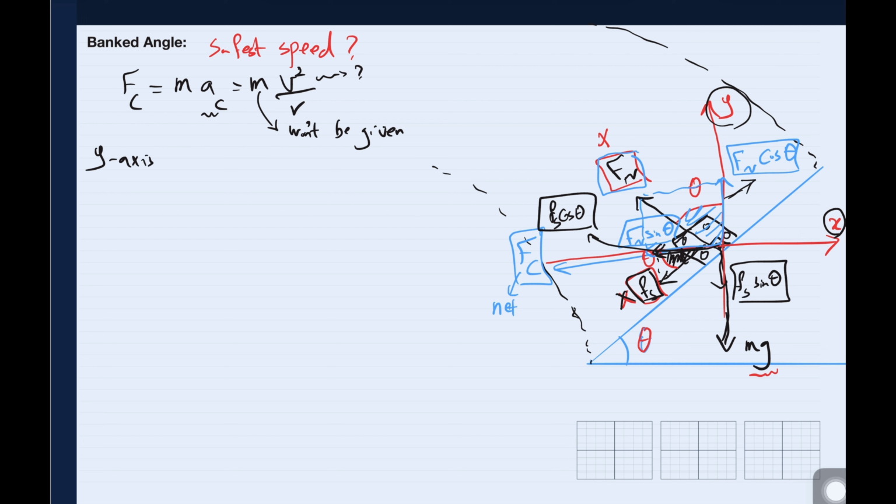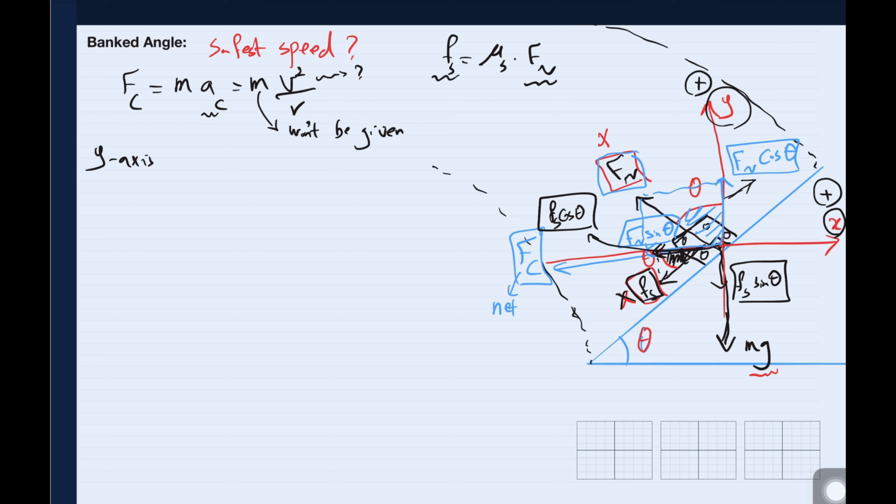Because I have to calculate the Fn component to calculate the static friction. And then we know Fs is going to be mu s times Fn. So I have to calculate Fn to calculate Fs. So then I start from the y-axis. So then I have to look at the y-axis. Conventionally, we take up as positive and right as positive.